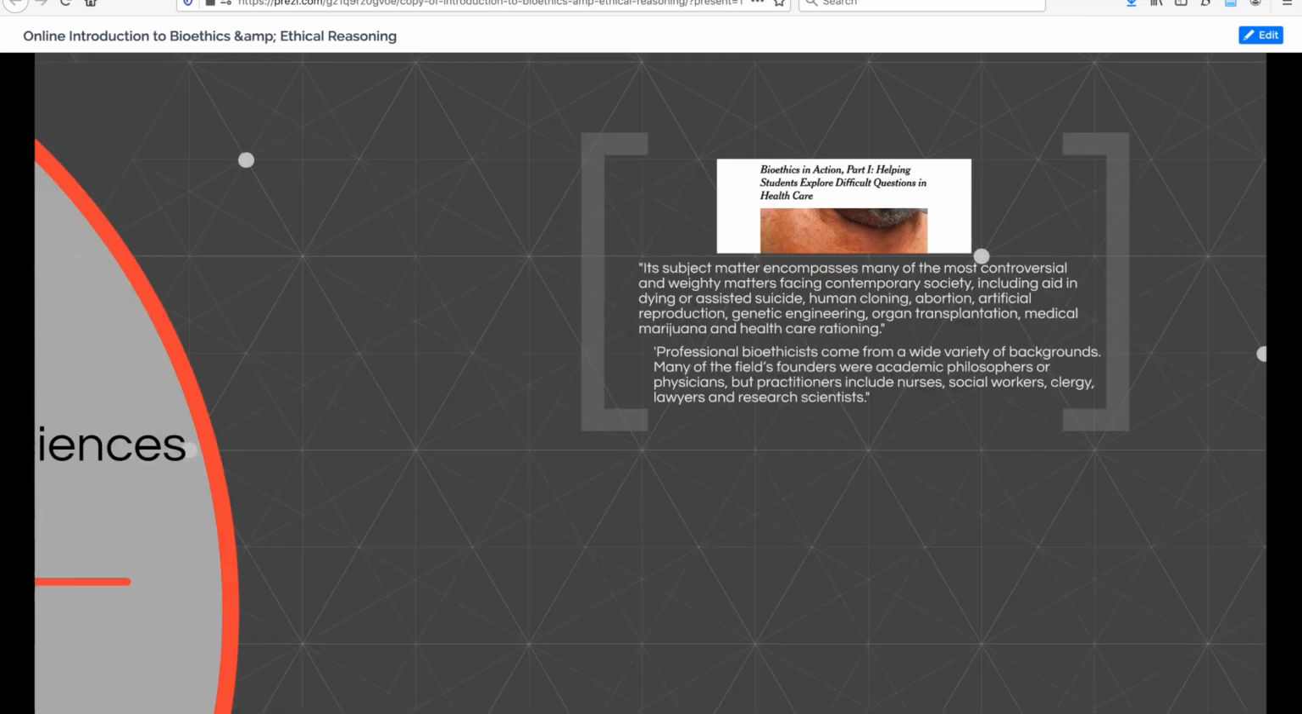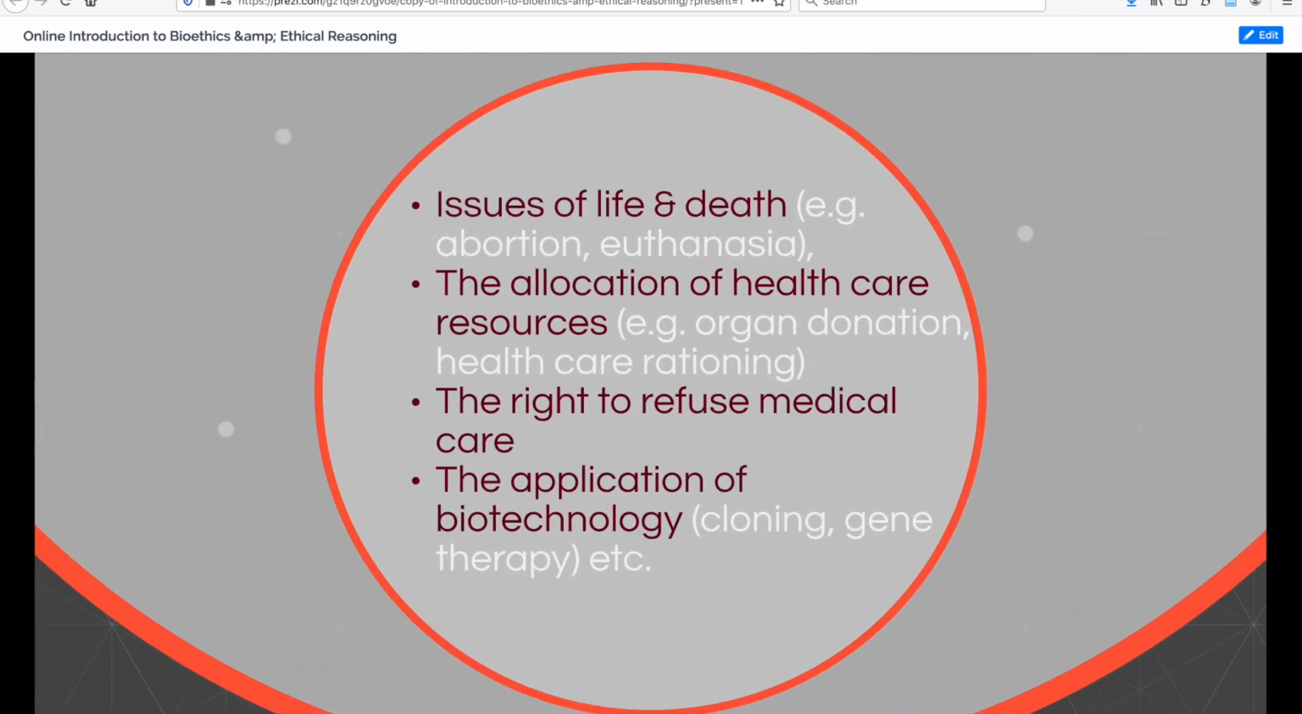And indeed, each of these areas, issues of life and death, the allocation of healthcare resources, the right to refuse medical care, the application of biotechnology, we'll be talking about each of these in depth as we move into bioethics proper, move deeper into the field.